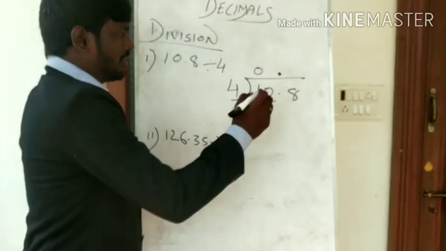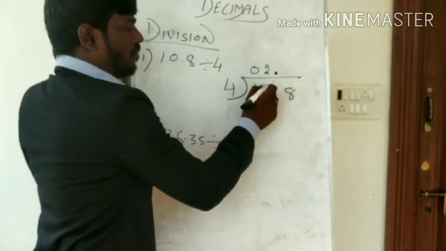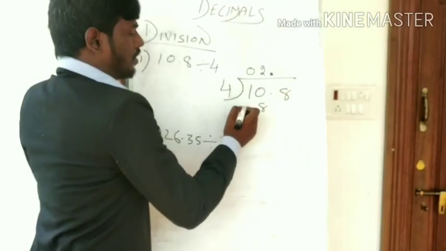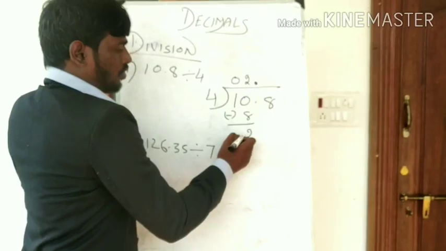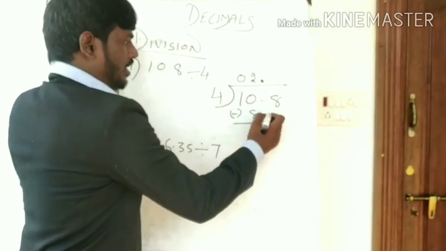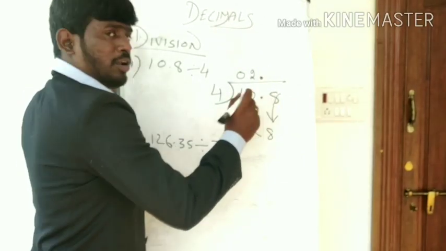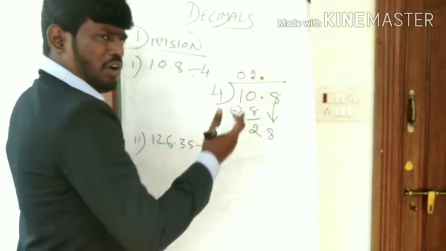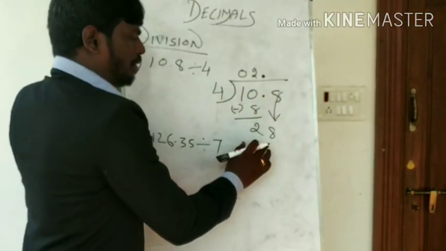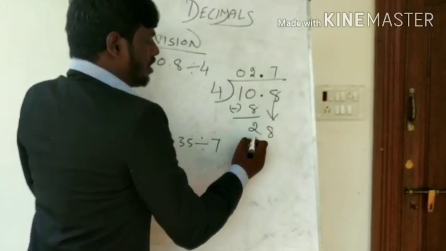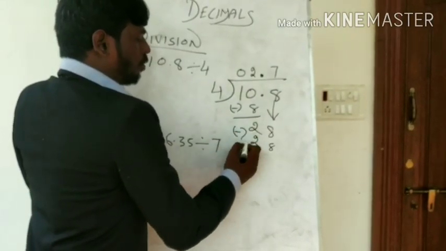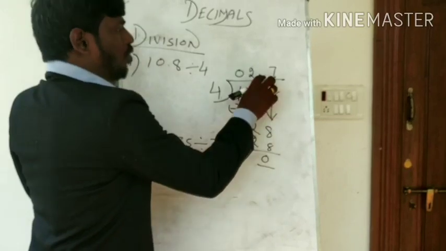4 2s are 8. So in the 0, straight up, 4 2s are 8. 10 minus 8, 2. Then the next number, 8. Once you have put this point, don't think about this point again, because you have already put the point above. Then leave it. 4 table 28. 4 7s are 28. Now 28 minus 28, 0. So what will be the answer?